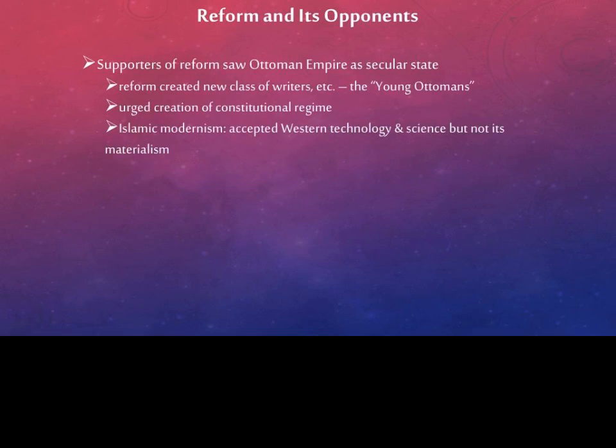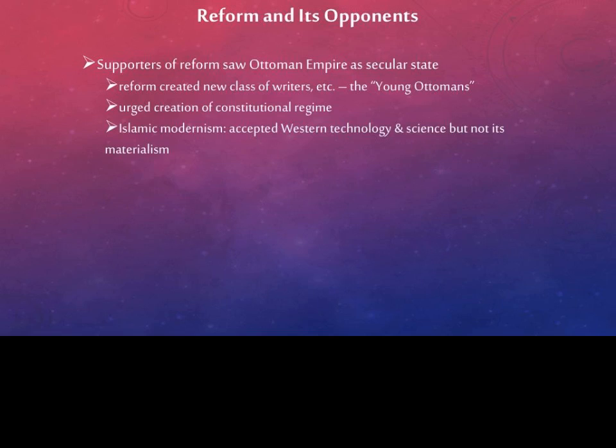And the supporters of reform saw the Ottoman Empire as becoming a more secular state. The reform created a new class of writers known as the Young Ottomans. And they really urged the creation of a constitutional regime. They favored a more democratic style of rule with a constitution, with the goal of saving their Islamic community from European threats at the same time. And they embraced Western technology and science, but they rejected Western materialism.